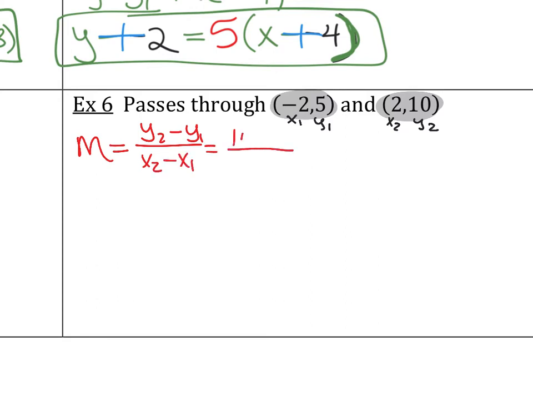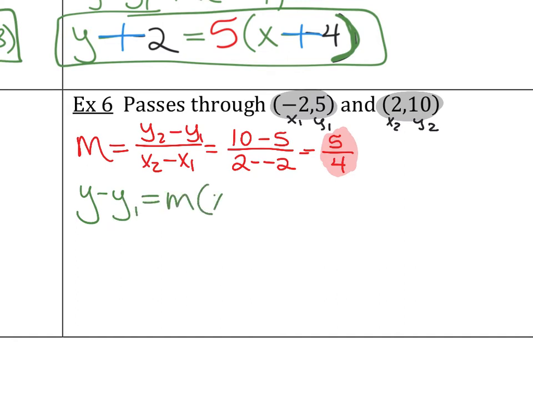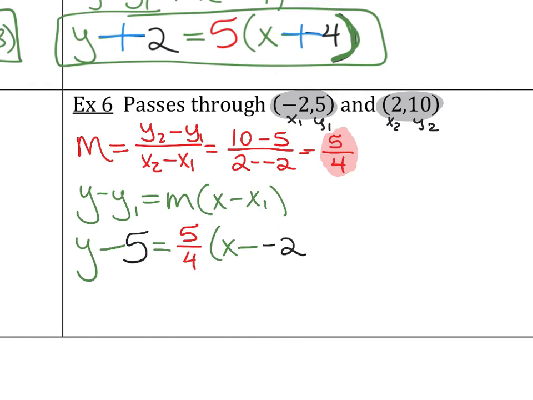Plug everything in. This is going to be 10 minus 5 over 2 minus -2. When we plug that into Desmos, our brain, or our calculator, we'd get 5 over 4. That's my slope. 1.25 if you made it a decimal, but please make it a fraction. And then we fill out point slope form, because now I have a point and a slope. This is going to be y minus y1, which we labeled 5, equals m, which we just found, 5/4, times x minus x1, and x1 we labeled -2.